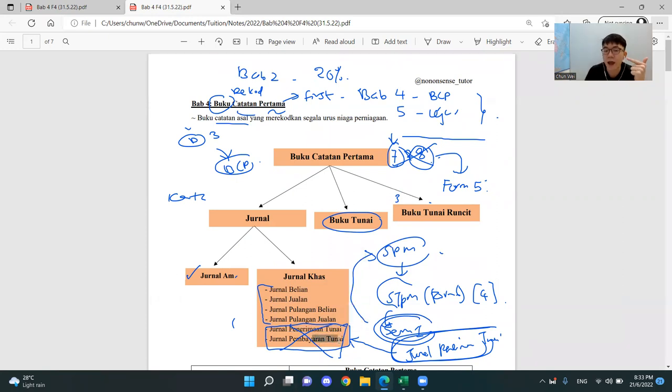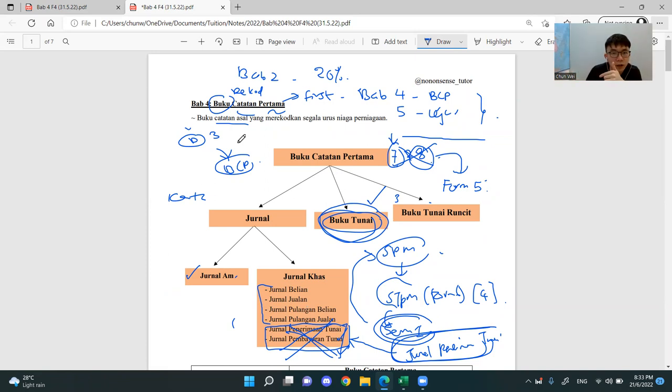and pembayaran tunai. I told you before that the reason we hardly see these 2 journals, penerimaan tunai and pembayaran tunai, is because we have this buku tunai. This penerimaan tunai and pembayaran tunai will combine together and become satu buku, panggil buku tunai. Therefore, when we have a buku tunai, we don't need these 2 things, right? Because they are the same thing. Okay, so I'll prove to you how similar they are.